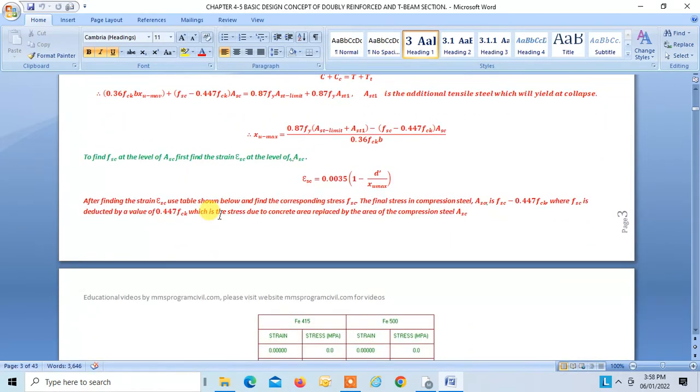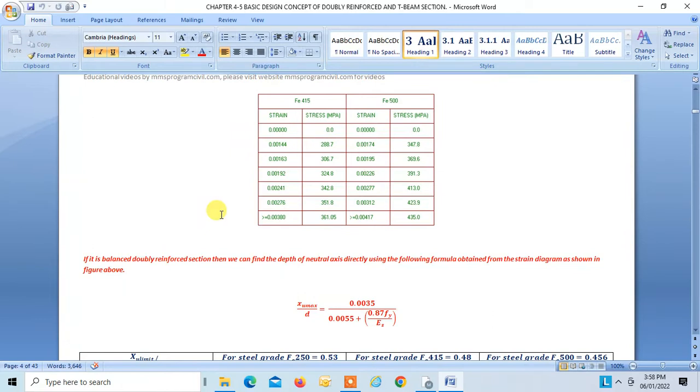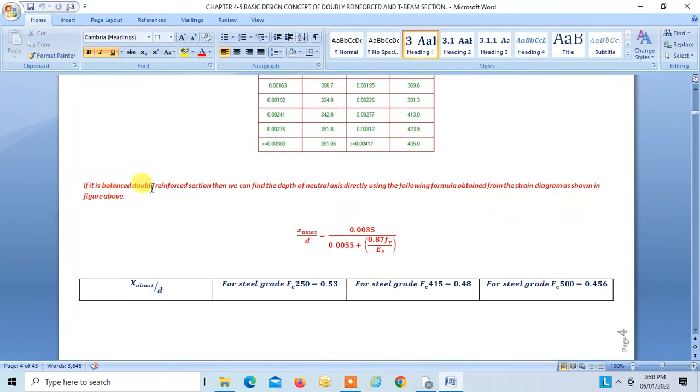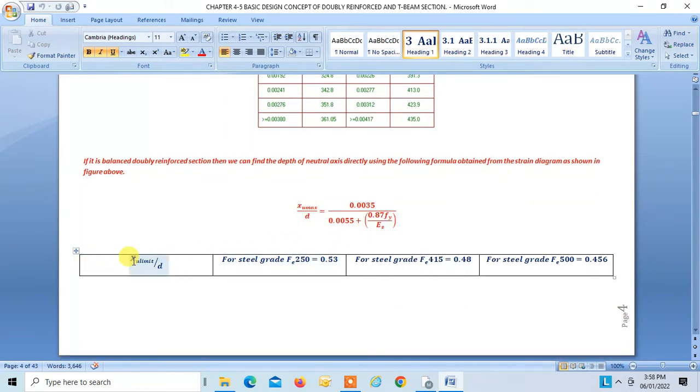Okay, fine. So this is how we find C and CC1, C, CC, T and TT, right? Now, if it is a balanced doubly reinforced section, then we can find the xu by d ratio by this formula, which we know, which is the same as we used for rectangular singly reinforced sections. You can directly use this table, which is well known to us, that xu limit by d ratio is equal to 0.53 when you are using Fe250. When you are using Fe415, then you can take it as 0.48, and for Fe500 you can take it as 0.456, right?